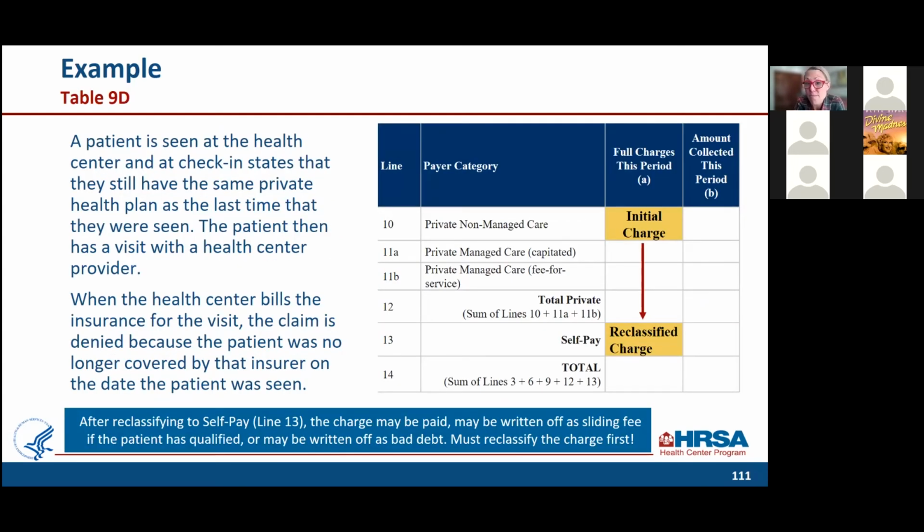I mentioned a little bit about reclassifying charges. Here's an example of what that might look like. A patient is seen at a health center, and at intake, the patient states that they still have the same private insurance plan as the last time they were seen. The patient then has a visit with the healthcare provider. And then when the health center bills that insurance for the visit, the claim is denied because the patient was no longer covered by that insurer on the date the patient was seen. So in that case, the charge that might have originally been on line 10, private non-managed care, is then reclassified to line 13, self-pay, because now the patient is responsible for that charge.